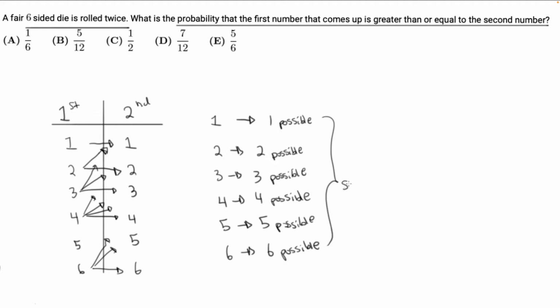So if we sum up these numbers, we can use the sum of the first n numbers formula, which is n times n plus 1 over 2. And for those of you who don't know how we got this formula, I can give you a proof here.